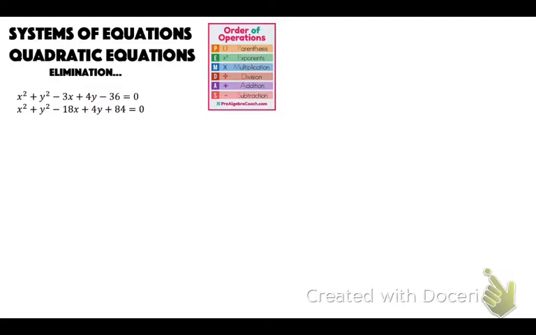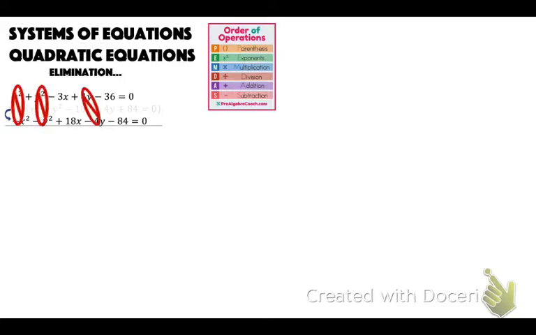Let's do this last one. So again, use elimination, multiply one of the equations by -1. So you get -x squared minus y squared plus 18x minus 4y minus 84 equals 0. In this case, there were three things that canceled. The x squareds canceled, the y squareds canceled, and the 4y's canceled. So -3x plus 18x is 15x. -36 minus 84 is -120, and then equals 0. So I'm just going to add that 120 over, and you get 15x equals 120. Divide by 15, and x equals 8.